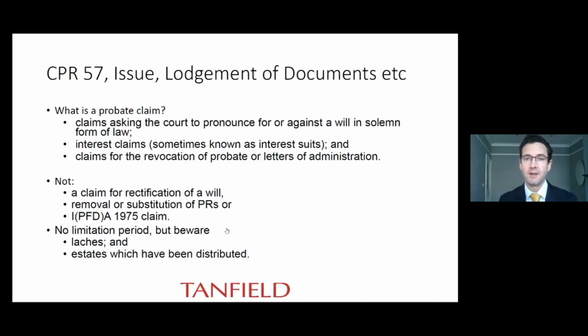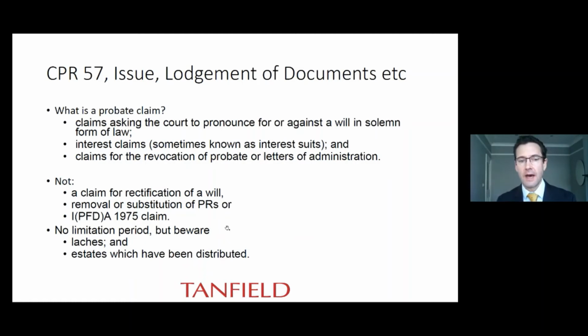So, for example, if the estate has already been distributed and perhaps some of the money has been taken to or spent in the Caribbean, as the Americans call it, or the Caribbean. What are the procedural rules?